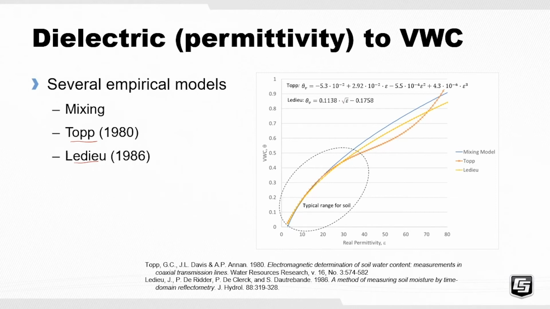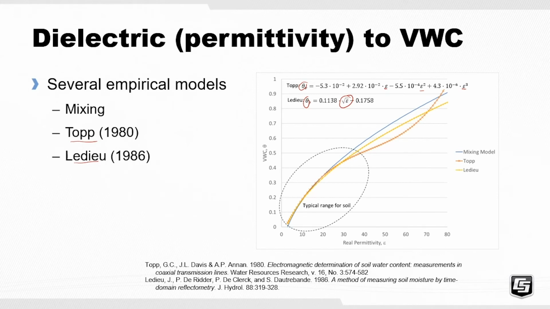I'll just point out that the Topp model is a third order polynomial relating permittivity, here represented as epsilon, to the volumetric water content, represented as theta v. And then the Ledieu, you'll see that here it's a linear equation. It's a nice simple equation relating the square root of permittivity to volumetric water content. As you might remember, the square root of permittivity is that La over L that comes directly from waveform analysis in TDR. So this is a common model used in TDR.